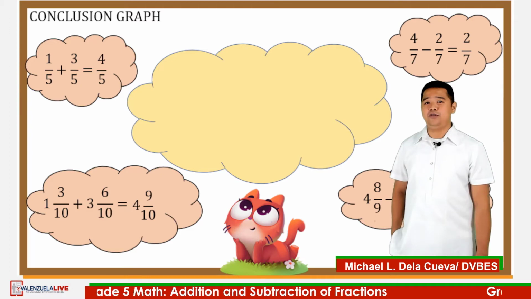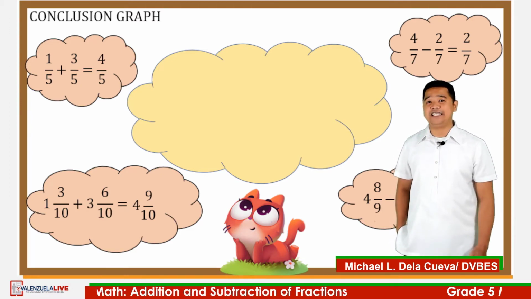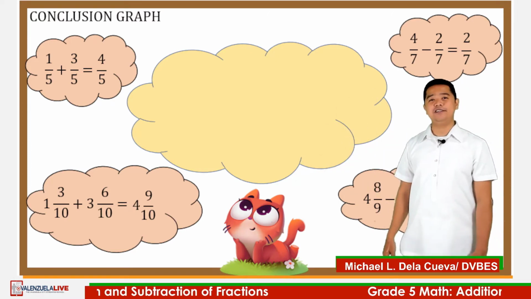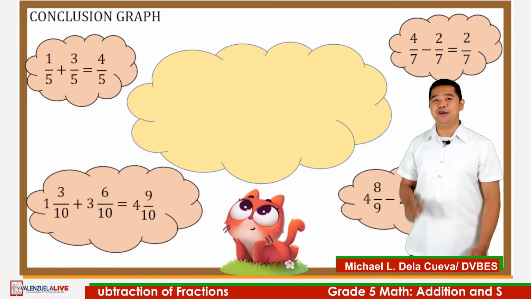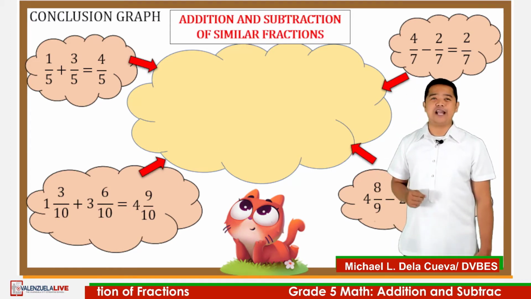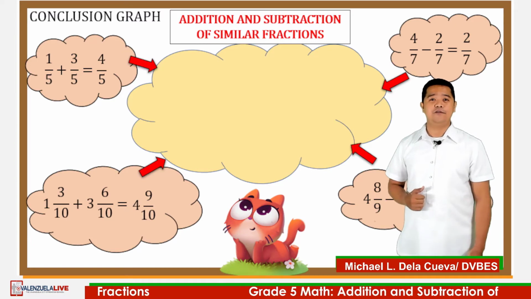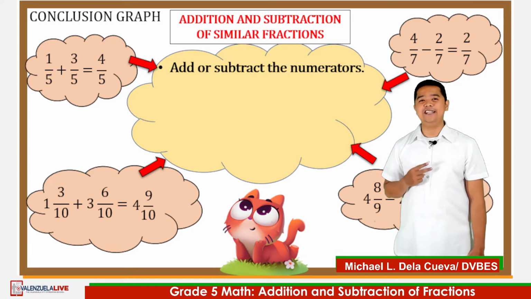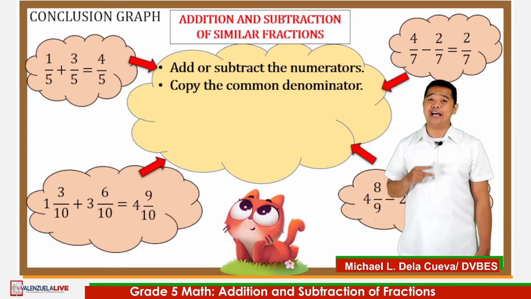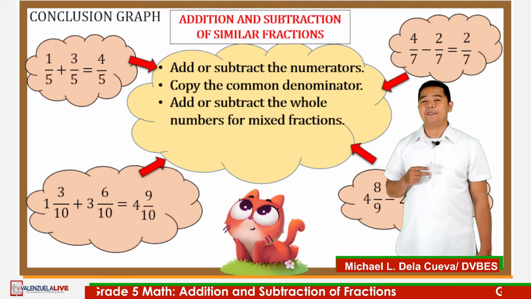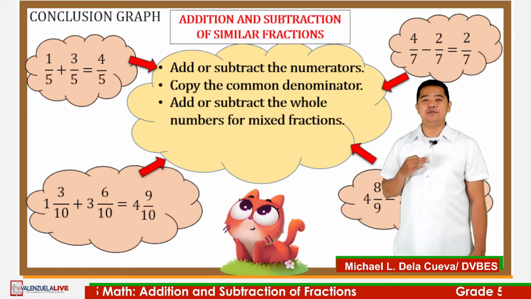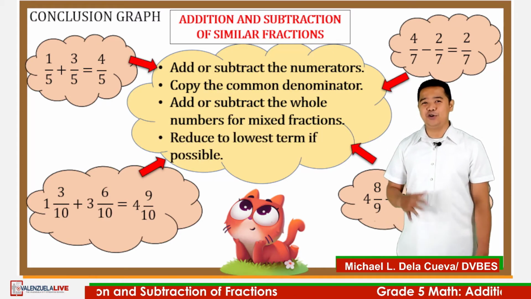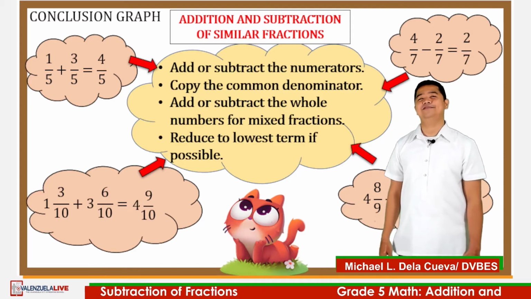Now, can you conclude how to add or subtract similar fractions? Using the examples that we have answered? Very good. So in adding or subtracting similar fractions, these are the steps. First, add or subtract the numerators. Second, copy the common denominators. Third, add or subtract the whole numbers for mixed fractions. And then, reduce to lowest term if possible.